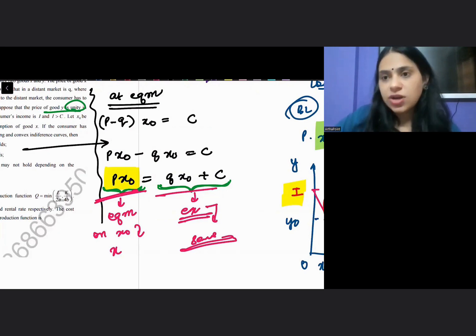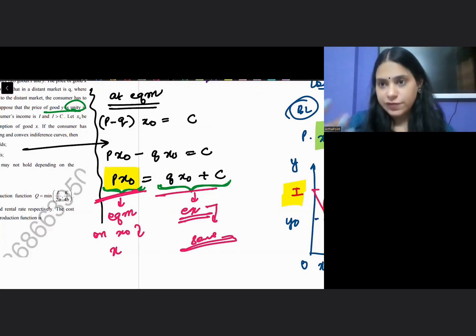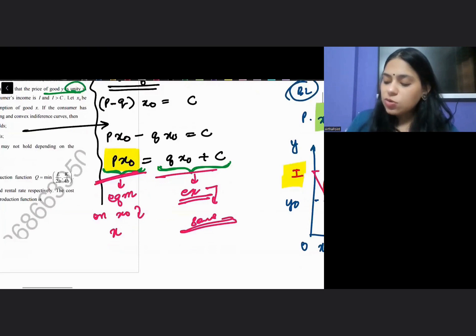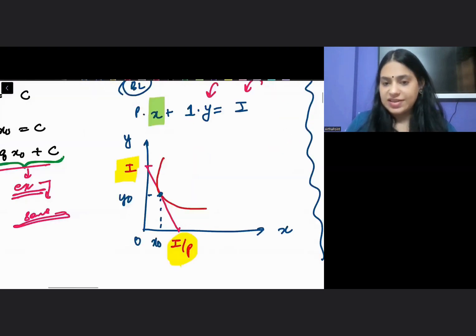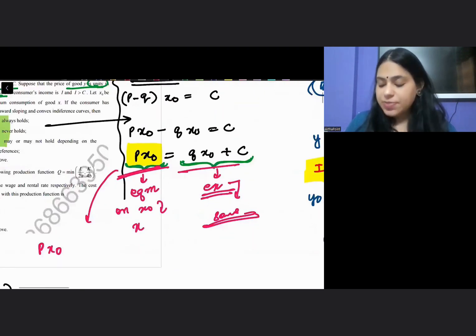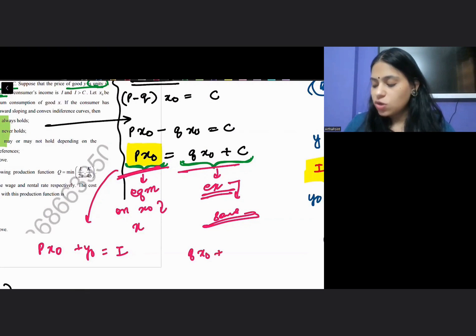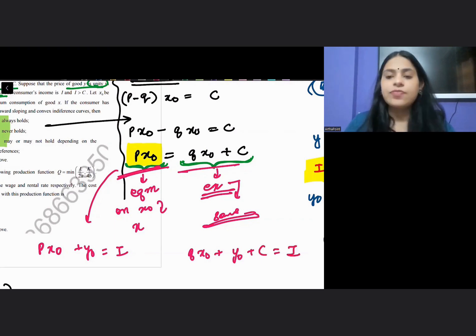Now, when you read such questions, you need to interpret a lot of things in the background. One thing you should interpret is the following. If I talk about the local market, at equilibrium, suppose my bundle is (x naught, y naught), so it will be p x naught plus y naught is equal to I. And if I talk about the distant market, it is going to be q x naught plus y naught plus c is equal to I.